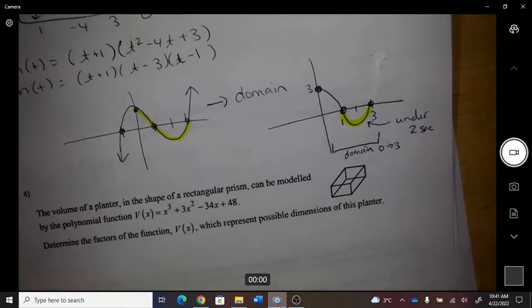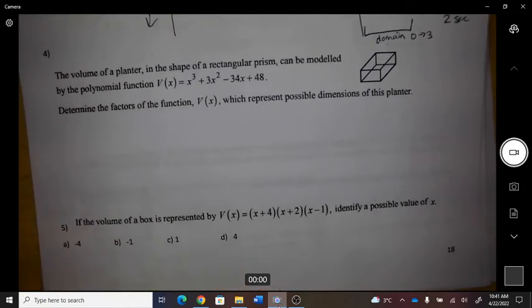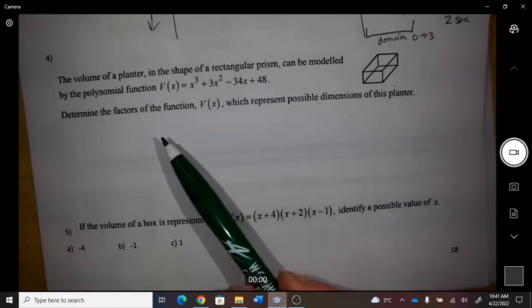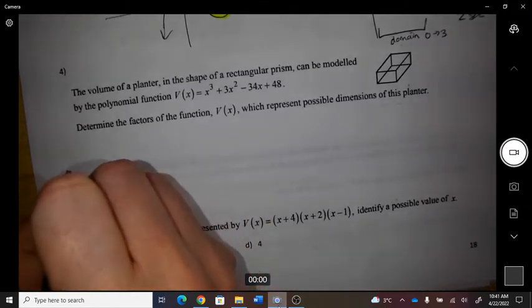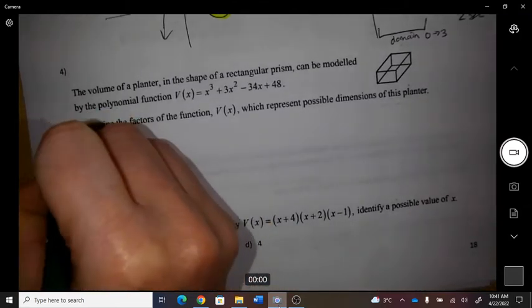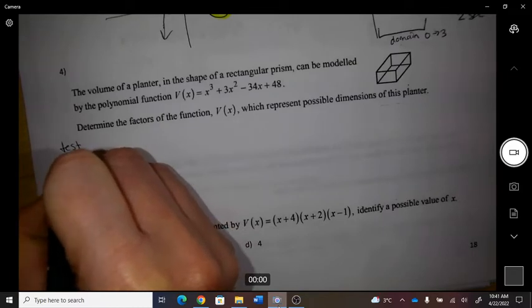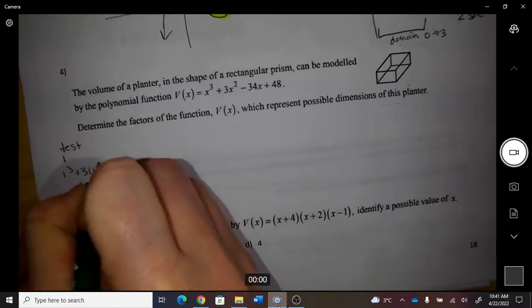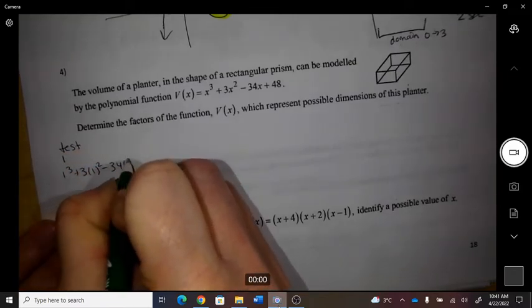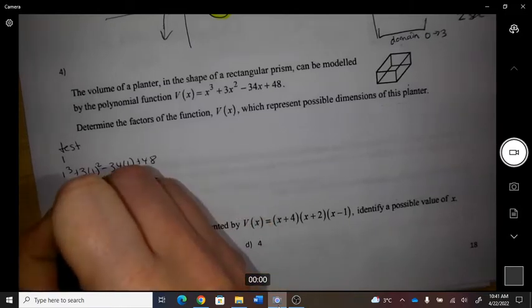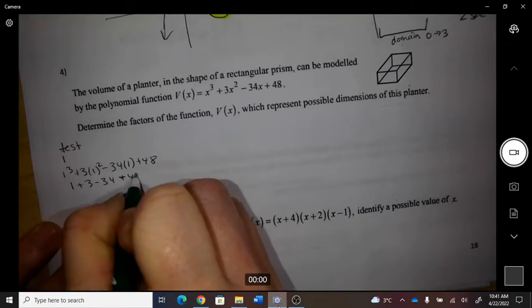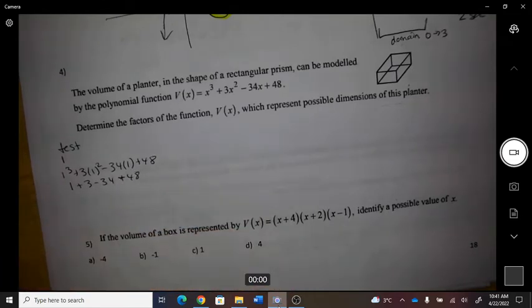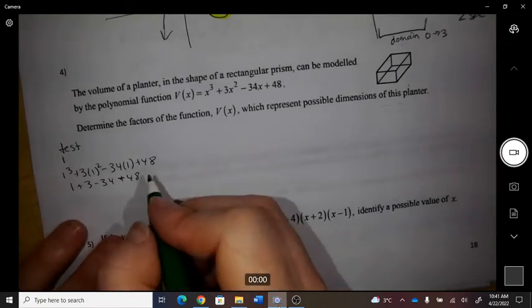Okay. Now, number 4, you're doing the planter shape, volume of a box. Determine the factors which represent the possible dimensions. So we're going to try to factor this. So we're going to test 1. 1 cubed plus 3 times 1 squared, minus 34 times 1 plus 48. 1 plus 3 minus 34 plus 48. So that is not 0.